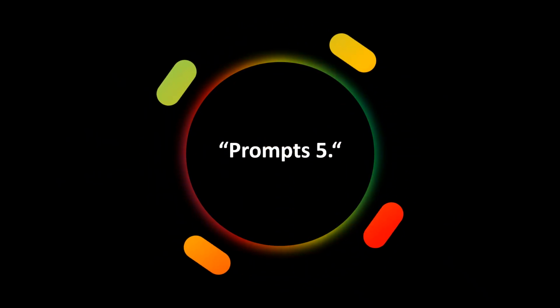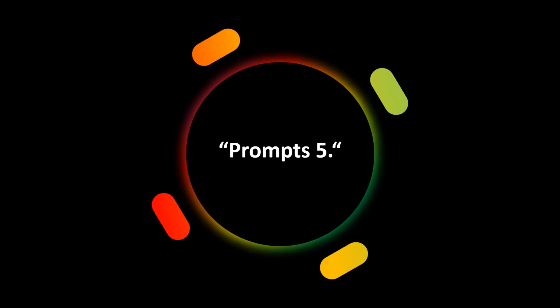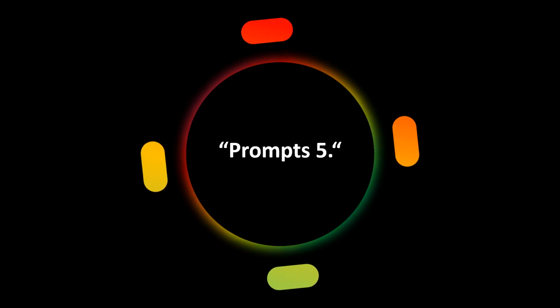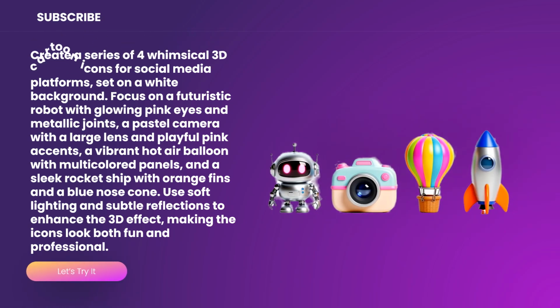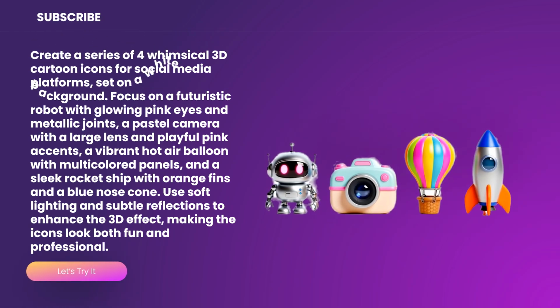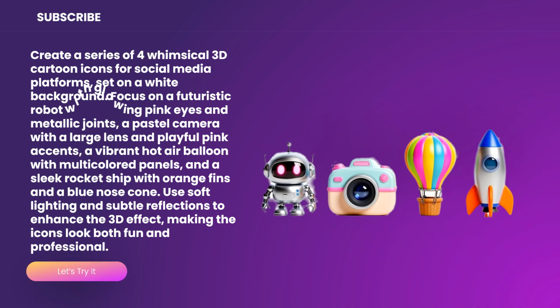Create a series of 4 whimsical 3D cartoon icons for social media platforms, set on a white background. Focus on a futuristic robot with glowing pink eyes and metallic joints, a pastel camera with a large lens and playful pink accents, a vibrant hot air balloon with multicolored panels, and a sleek rocket ship with orange fins and a blue nose cone. Use soft lighting and subtle reflections to enhance the 3D effect, making the icons look both fun and professional.